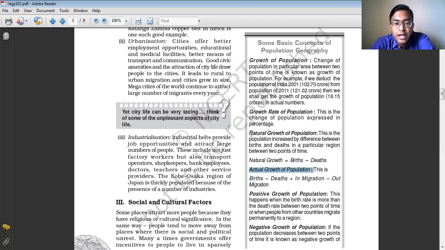So natural growth of population we calculate by using the birth rate and the death rate. And actual growth of population, or induced growth of population, is calculated by using birth rate minus death rate plus in-migration minus out-migration. Is it clear?